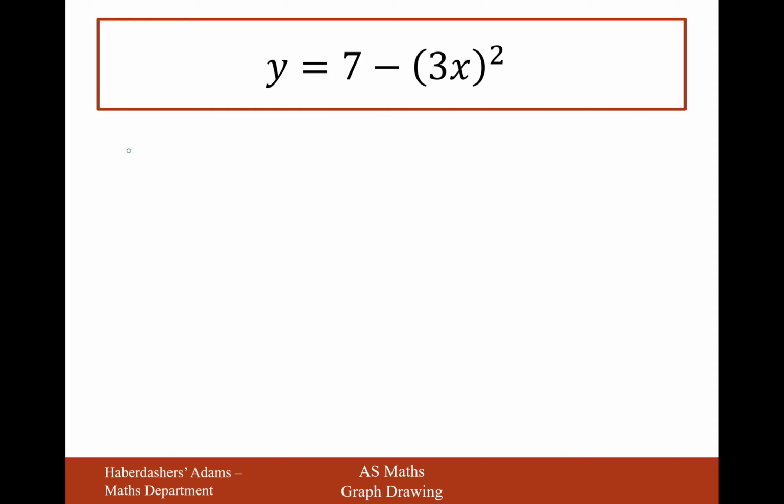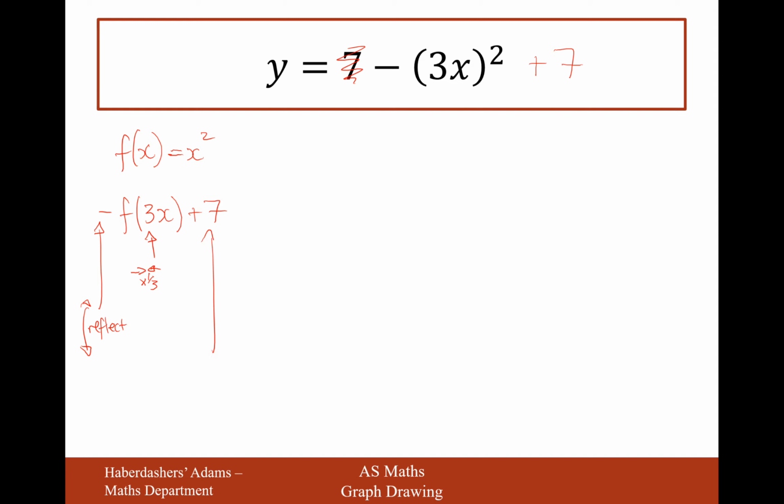Okay, next graph. This graph is going to have a parent function of x squared. And the way I'm going to think about this is I'm going to choose to move that 7 to the back. So it's going to be minus outside the brackets, then f of 3x inside the bracket, plus 7. So 3 transformations here. This one will squish it inwards by a factor of a third. This one here will reflect it up to down and down to up. And then this final one here will move it up 7.